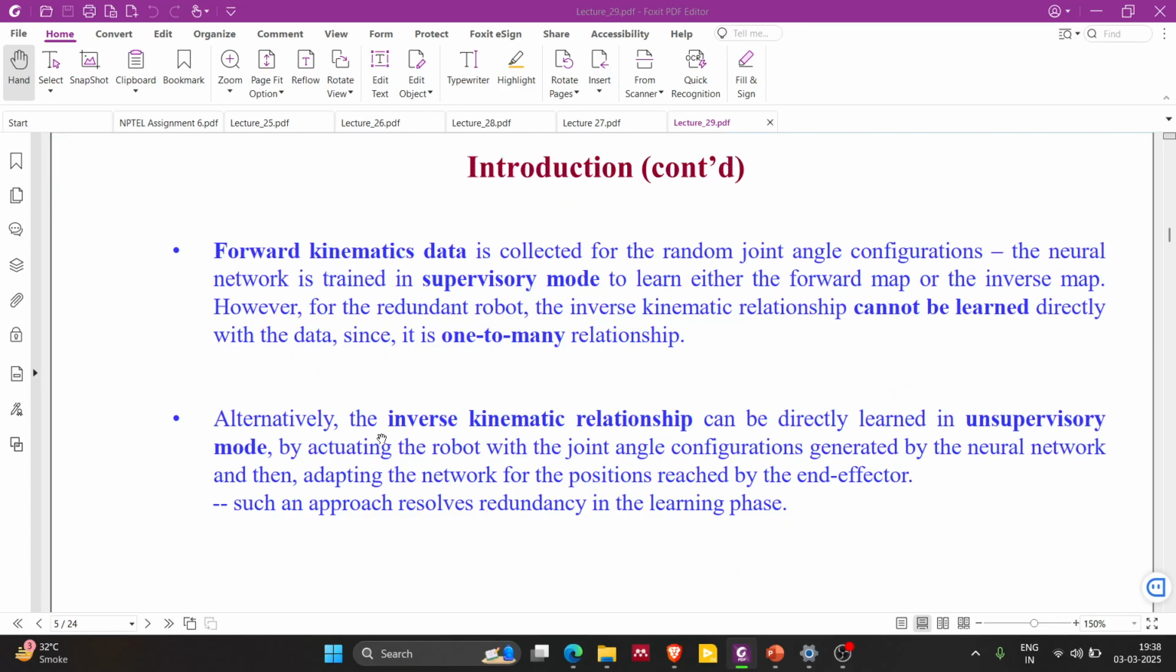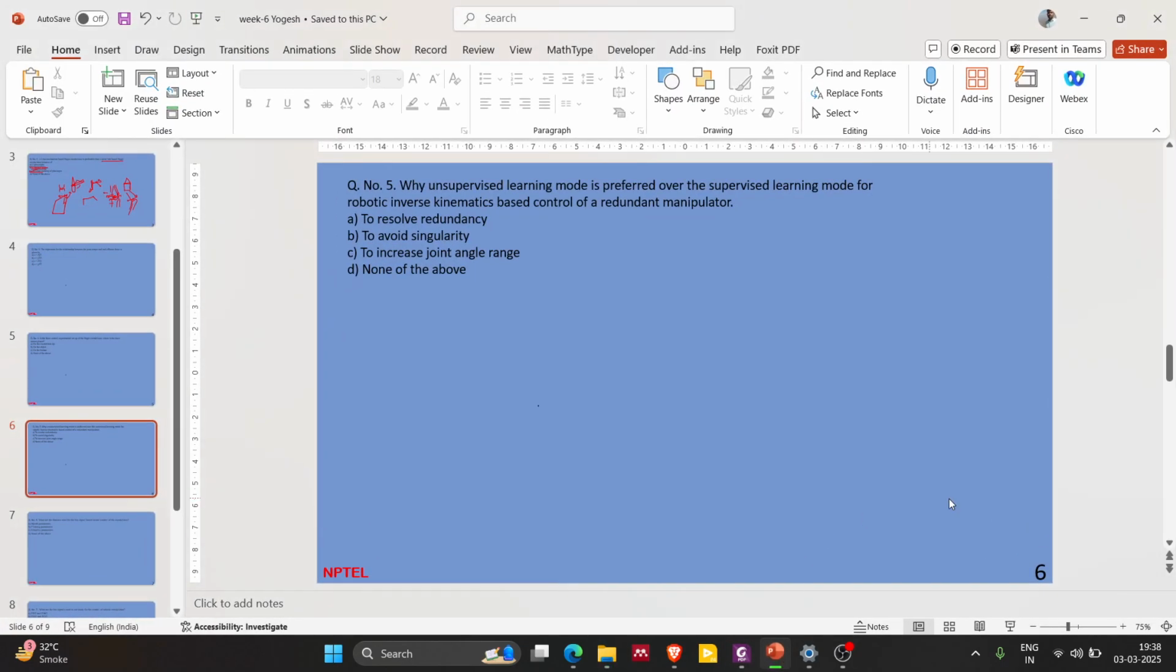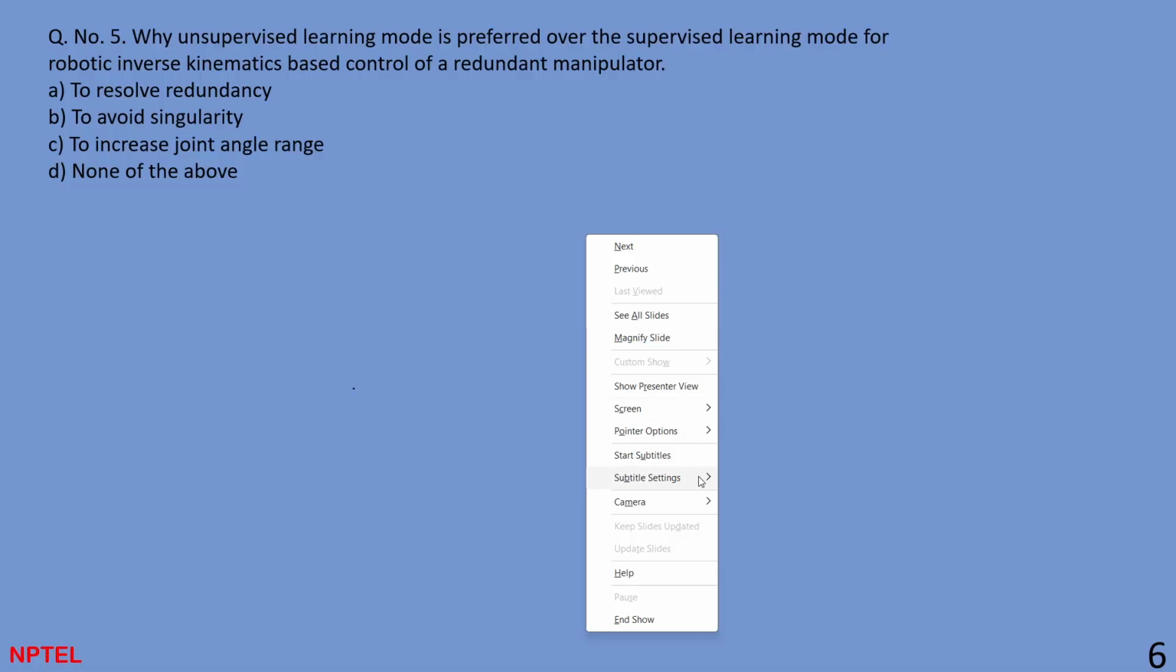Let's just read this part. Alternatively, the inverse kinematic relation, which we are facing issues with, can be directly learned in an unsupervised mode by actuating the robot with the joint angle configuration generated by the neural network, and adapting the neural network itself for the position reached by the end effector. Such an approach resolves redundancy in the learning phase. Let me explain what he tries to mean here.